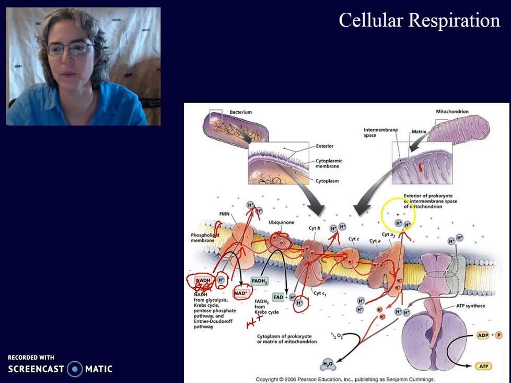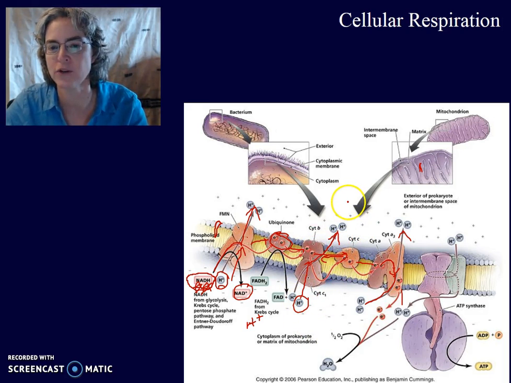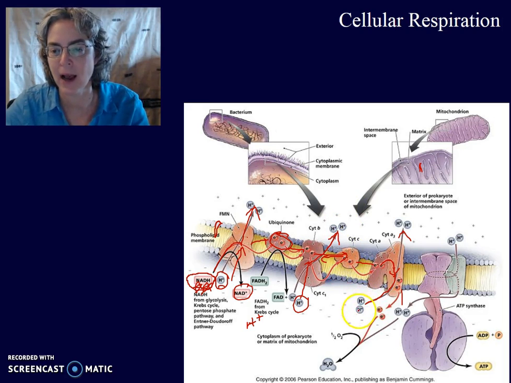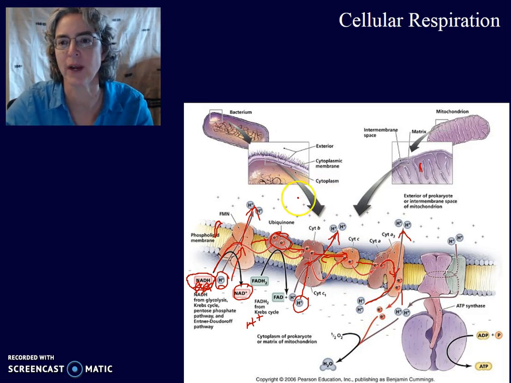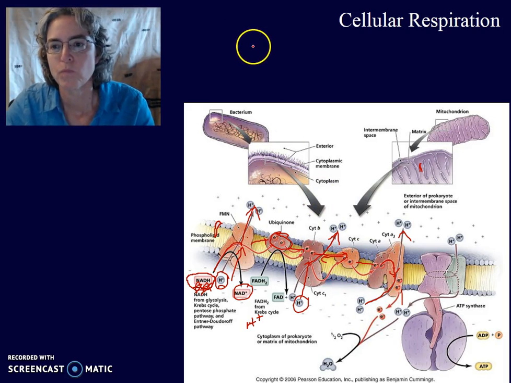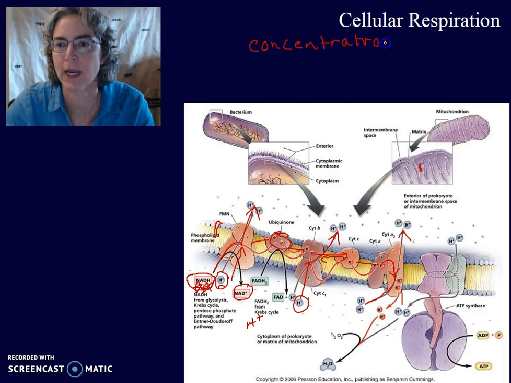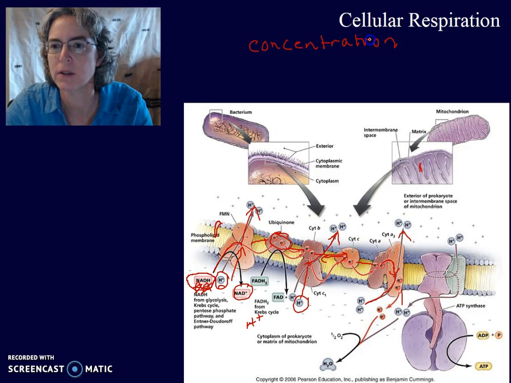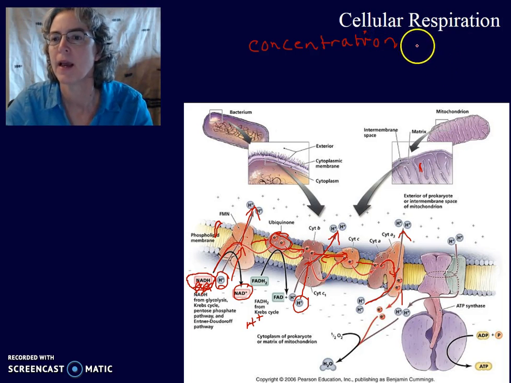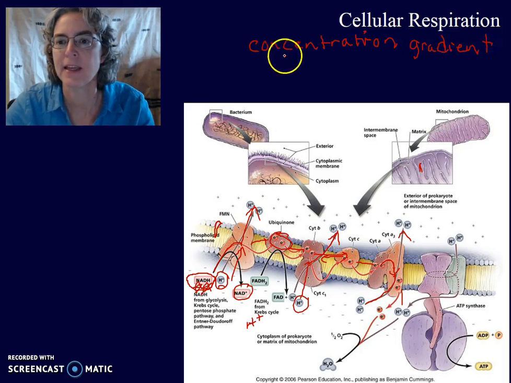So why? Why all this trouble just to be able to transport hydrogen ions across this membrane? Well, what this does is it sets up a concentration gradient. So let's write that down. So this is a concentration gradient. And this is potential energy.